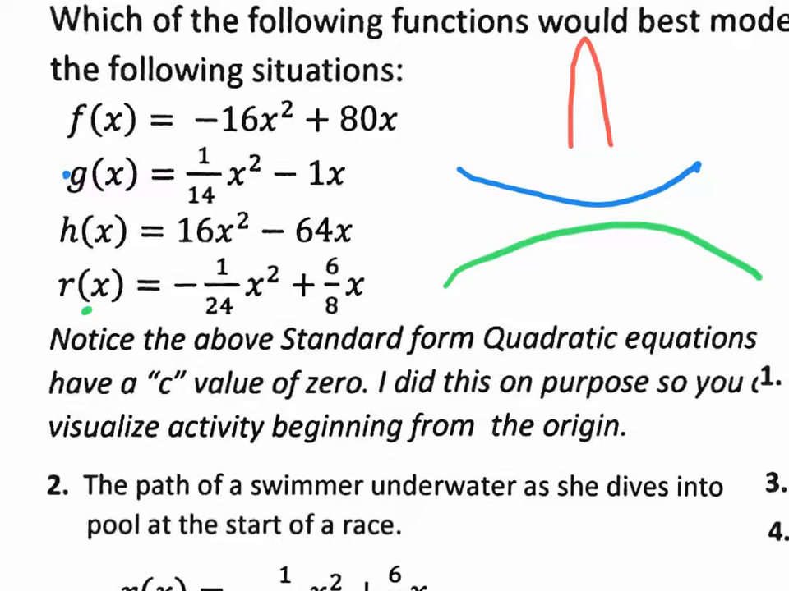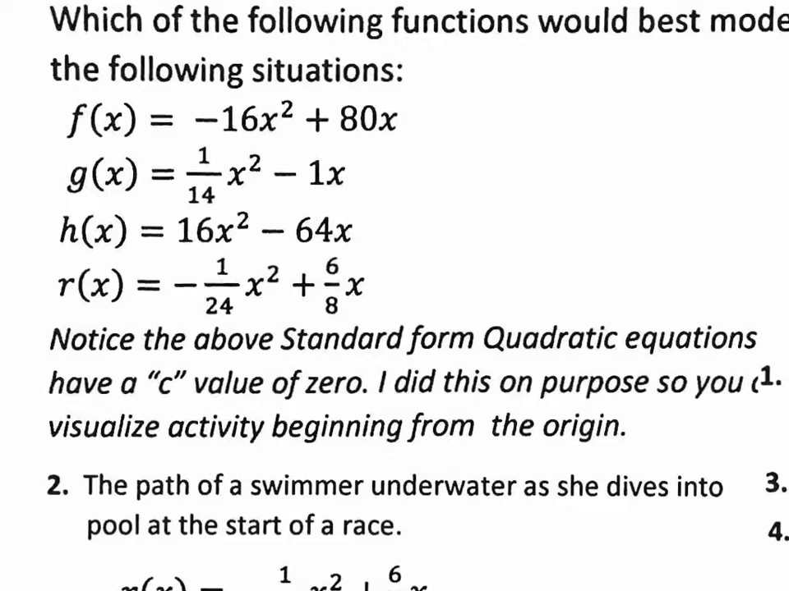Because if she jumps into the pool and she's racing, she obviously doesn't want to go too deep. She just wants to go into the pool and then pop back up and then keep swimming on the surface, right? Okay, so number 2 is g of x. Everybody write that down. The path of a swimmer underwater as she dives into a pool at the start of a race, that would be g of x. Copy down g of x.